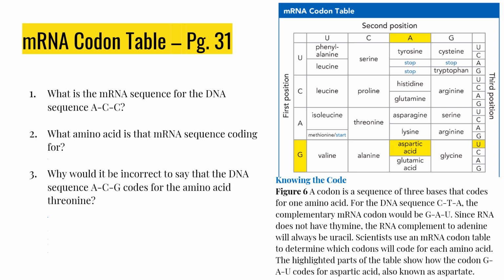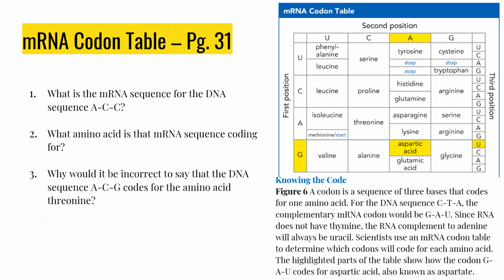So scientists use the mRNA codon table to determine which codons will code for each amino acid. The highlighted parts of the table show how the codon GAU codes for aspartic acid, also known as aspartate. So we look at the left-hand side for the first position for G. Then we find in the top row where our second letter A is. We look down where those two meet up. And then we look to the right in the third position to find that U. And then where all three meet, we see that we have aspartic acid.